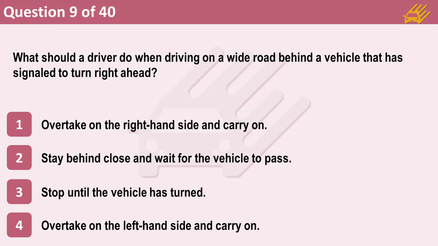What should a driver do when driving on a wide road behind a vehicle that has signaled to turn right ahead? 1. Overtake on the right-hand side and carry on. 2. Stay behind close and wait for the vehicle to pass. 3. Stop until the vehicle has turned. 4. Overtake on the left-hand side and carry on.